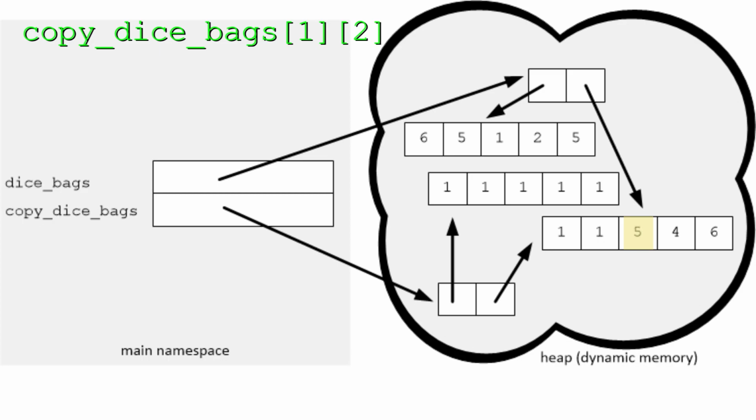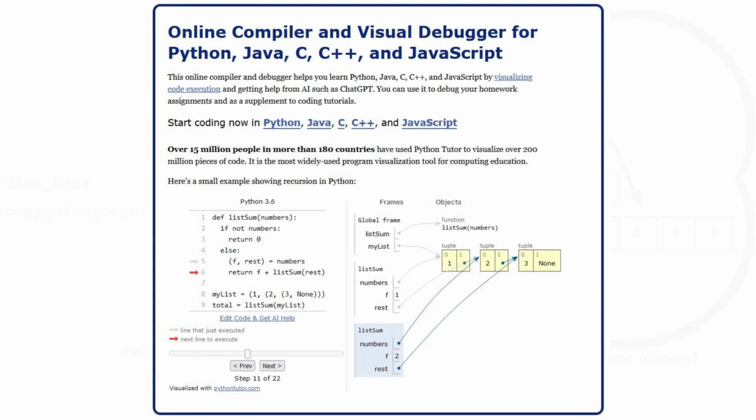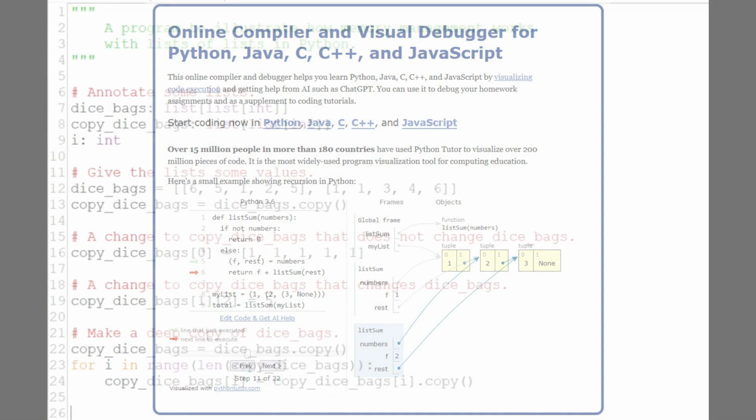Until this makes perfect sense, for now and in future videos, I recommend you draw pictures of memory as you work with lists of lists, and also lists being passed as parameters to functions, as we'll see in the next video. The website pythontutor.com is an excellent resource for visualizing the way lists are stored in memory as well, so you can confirm your drawings by running your programs there.